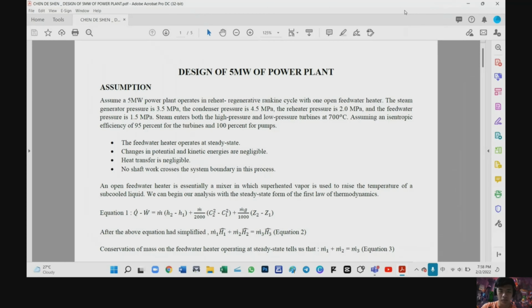Good evening, ma'am. I am 219043 CHEN. Today I'll present the design of a 5 megawatt power plant.